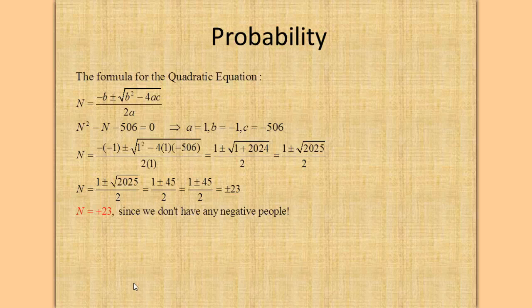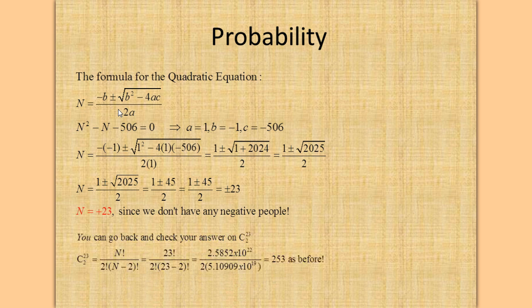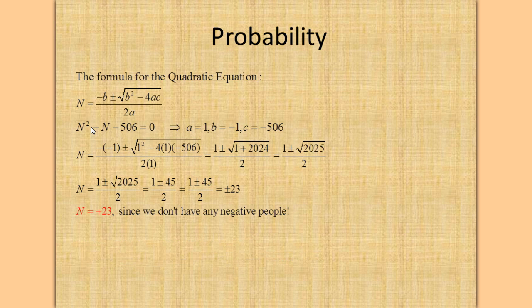The formula for the quadratic equation is n equals minus b plus or minus the square root of b squared minus 4 times a times c, divided by 2a. Okay? So, n squared minus n minus 506 equals 0.